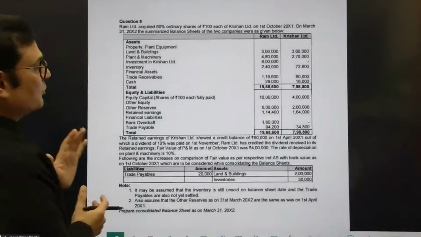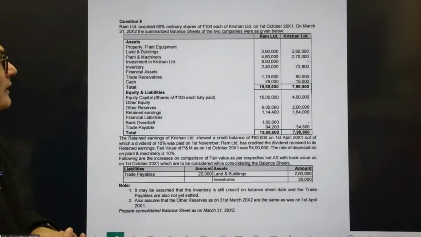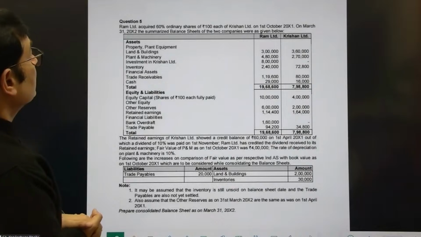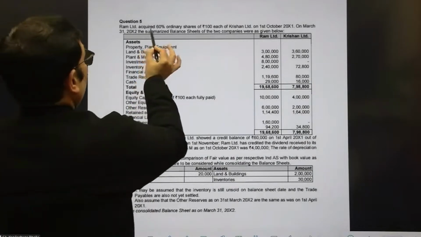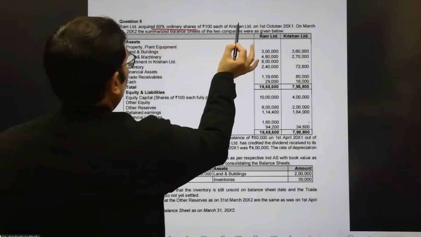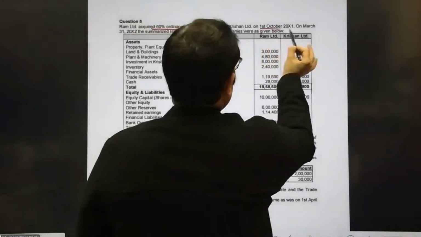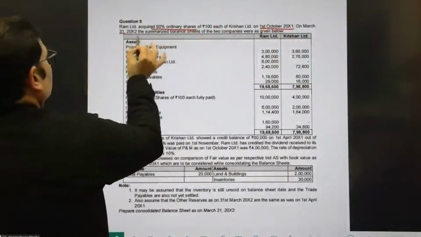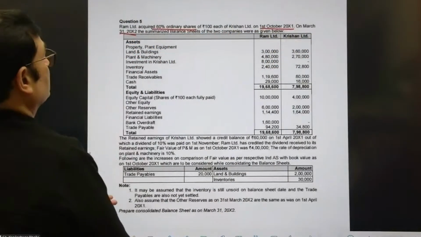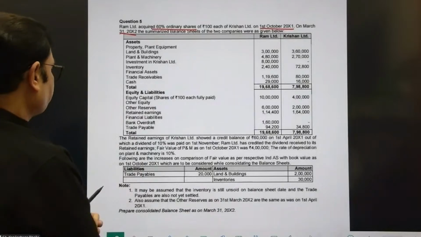This is also given in the study material, but I've just organized this question separately for you. So let's look at question number 5. It says Ram acquired 60% ordinary shares on 1st October X1, and on March X2, which is 6 months later, the balance sheets are given.